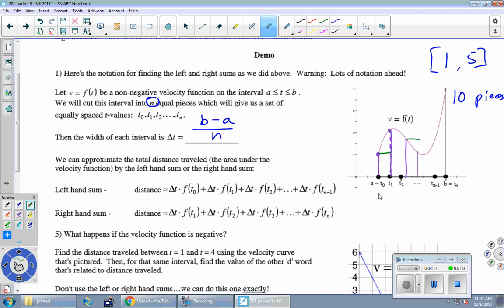Okay, so if I wanted to know how far we traveled in this very first rectangle, we know we've been using our fancy formula, distance is velocity times time, so that's what we're doing here.